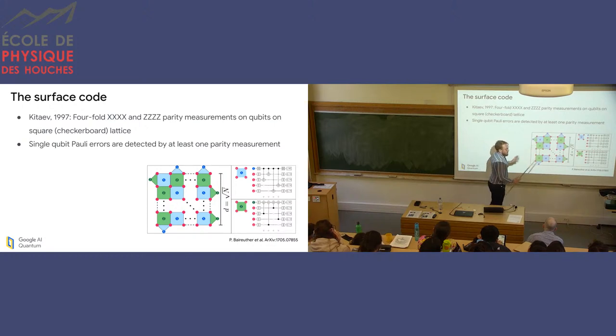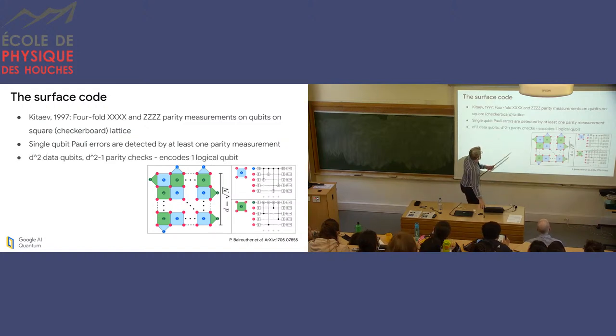You can check that all single and actually all products of fewer than d over 2 errors give you a unique signature on this grid, which means that we can correct them. That means the code distance of this grid, if d is the square root of the number of data qubits, is d. Sorry, the number of errors it can correct is d minus 1 over 2. You have d squared data qubits. In order to do the measurements, we need d squared minus 1 parity checks. This entire plaquette encodes one logical qubit.